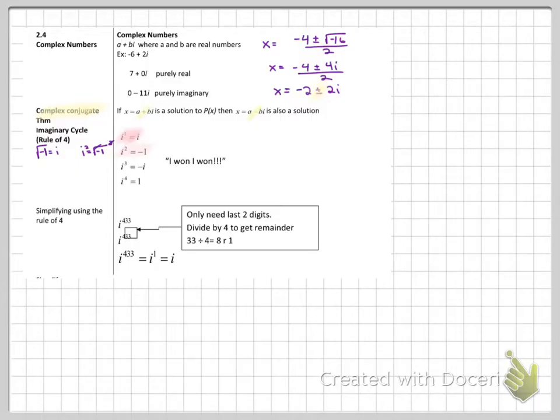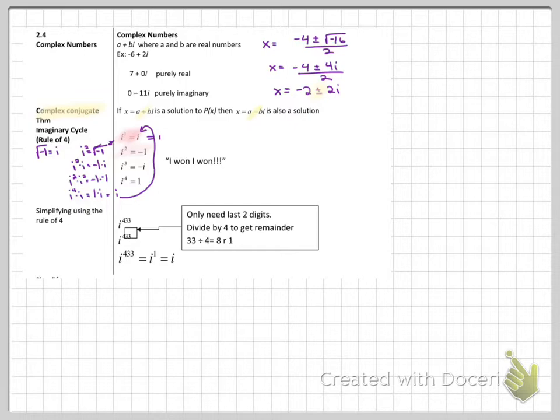We're going to go to i cubed. i cubed is the same thing as i squared times i, which is the same thing as negative 1 times i, which is why the answer is negative i. And then i to the fourth, let's go i squared times i squared. Negative 1 times negative 1 gives you positive 1. And then you'll notice it's called the rule of 4. You'll notice it stops, because if I did i to the fifth, that's i to the fourth times i, that's just 1 times i. Well, that's just i, which takes you back to the top of the cycle.